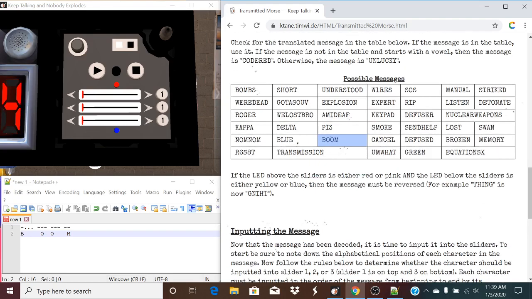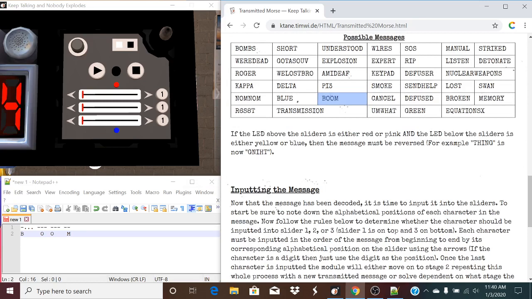There is an important thing to note here because this can actually change a lot of things. If the LED above the sliders is either red or pink, and the LED below the sliders is either yellow or blue, then the message must be reversed. In this case, that actually does apply. Red on the top and blue on the bottom. So our message is going to be reversed. So instead of boom, it's going to be boob.